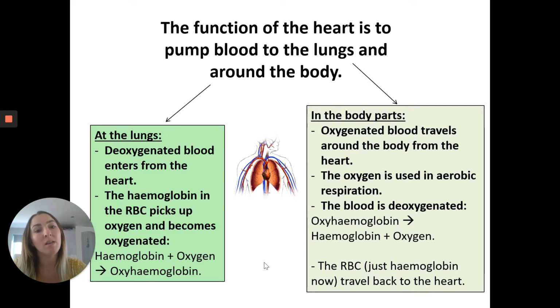Okay, in the body parts then, we've got the oxygenated blood travelling from the heart around the body. The oxygen is then going to be used up in respiration to give us energy. So the blood is then deoxygenated. So you've got your oxyhemoglobin to start with. Okay, the oxygen comes away and is going to the cells, and you're left with your hemoglobin going back round.